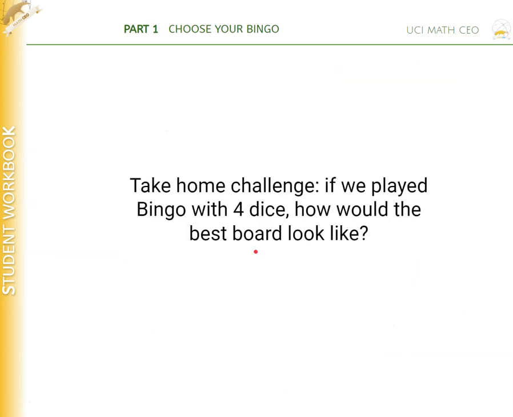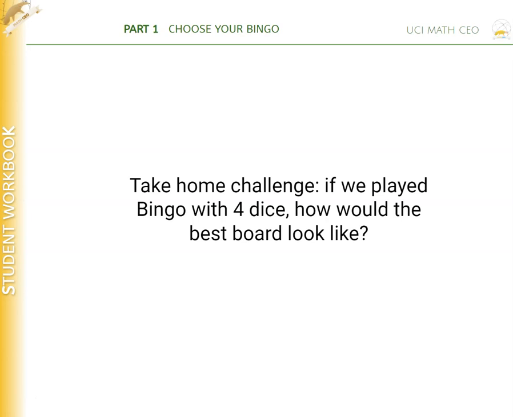So finally, a take-home challenge for your students, and if there's time, if not, there's no pressure, to extend this problem and to start students to generalize and see more patterns. If we played bingo with 4 dice now, how would the best board look like? And you would start analyzing, okay, what's the lowest I can get? What's the highest I can get?